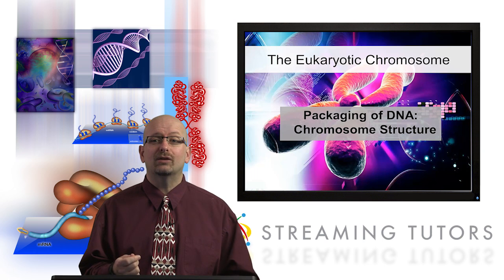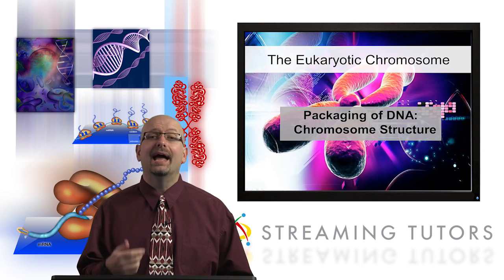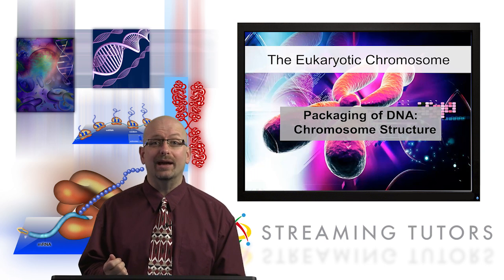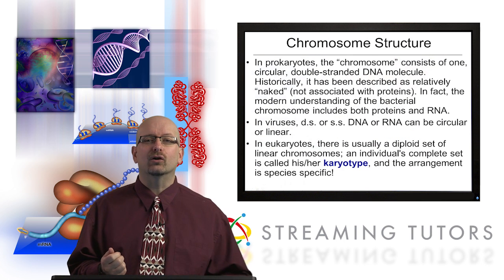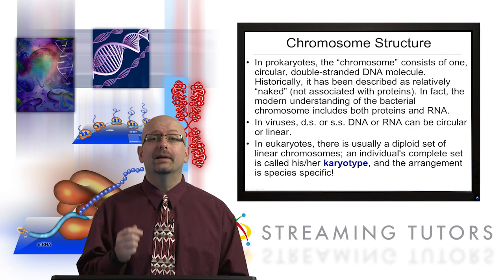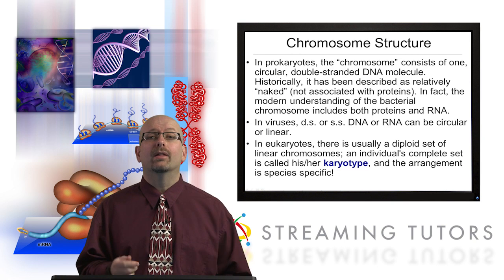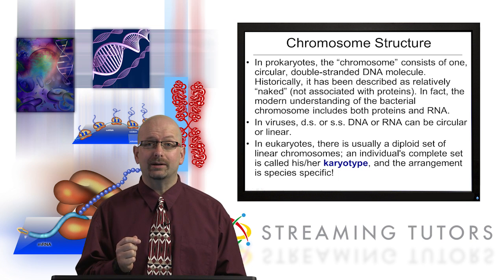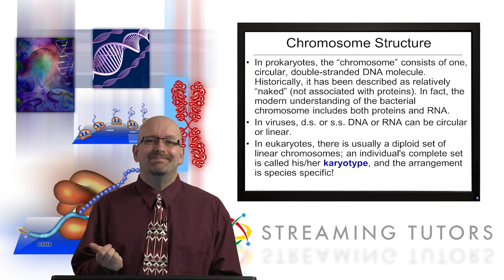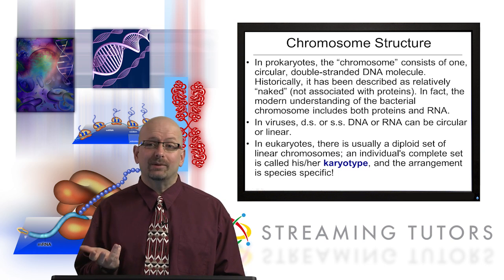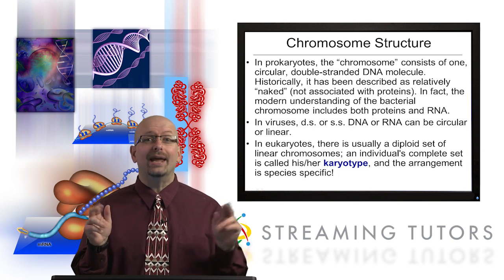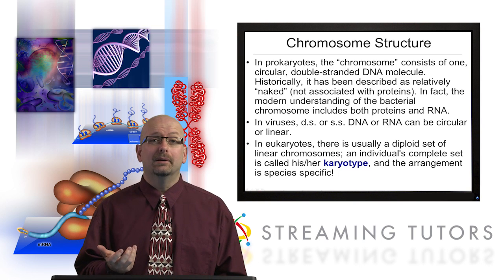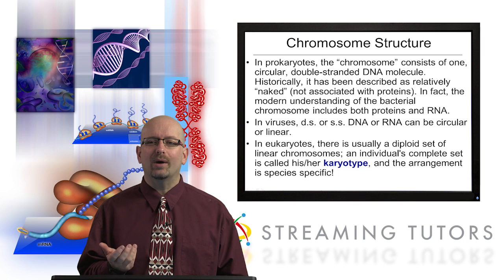So we need to talk in this session about packaging of DNA and how that gives rise to chromosome structure in eukaryotes. Let's get some perspective first. So just for the record, in prokaryotes and bacteria, the chromosome consists of one circular double-stranded DNA molecule. Historically, and even sometimes today, it's been described as naked DNA, the implication being that it's just sitting there and there's really nothing much associated with it in a stable way.